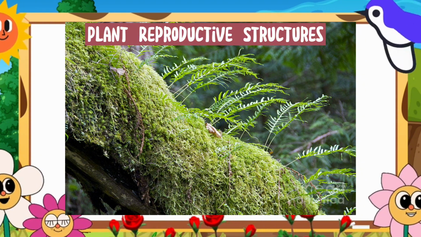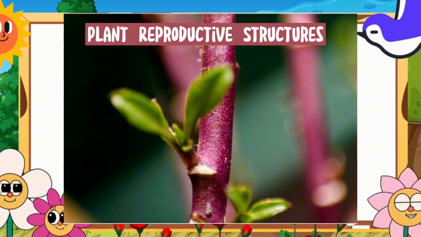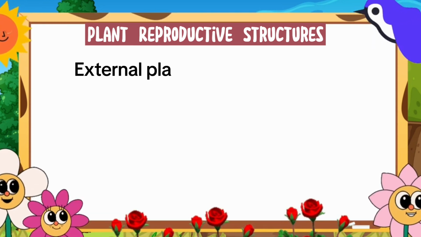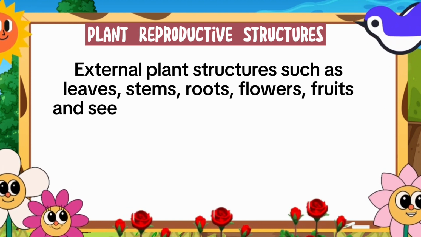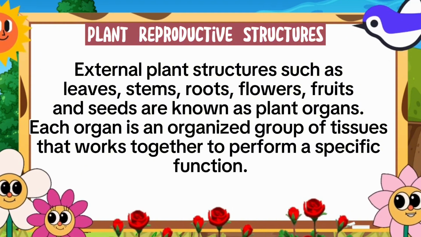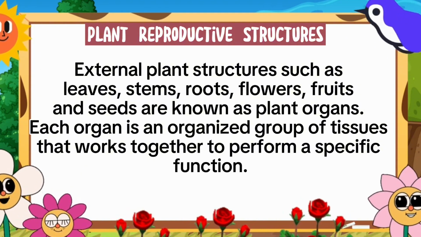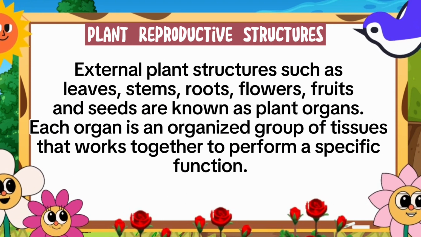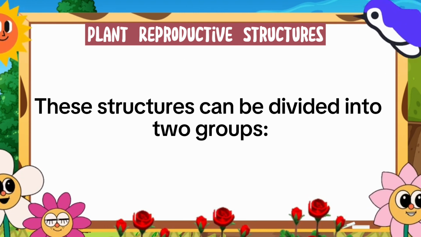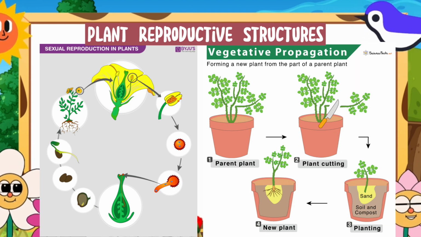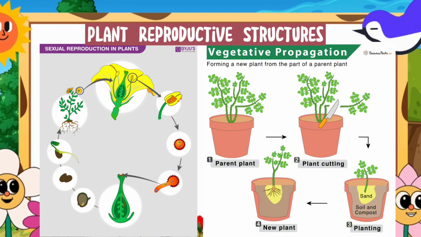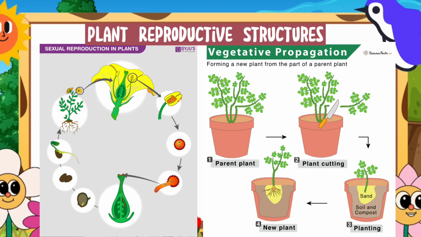There are plant parts like leaves, stems, and roots that give rise to new plants. External plant structures such as leaves, stems, roots, flowers, fruits, and seeds are known as plant organs. Each organ is an organized group of tissues that works together to perform a specific function. These structures can be divided into two groups: sexual reproductive and vegetative. Sexual reproductive parts produce seed. They include flower buds, flowers, fruit, and seeds.